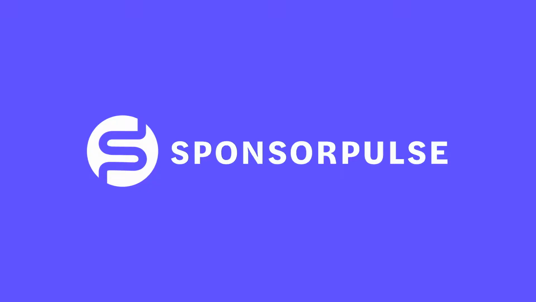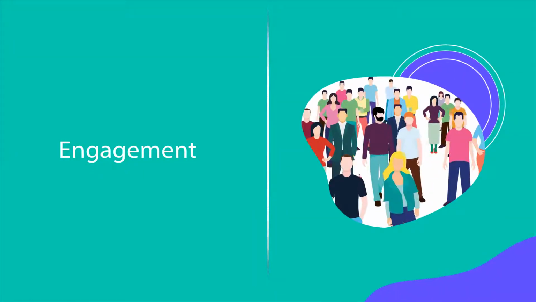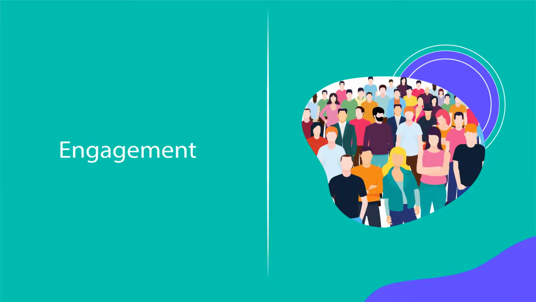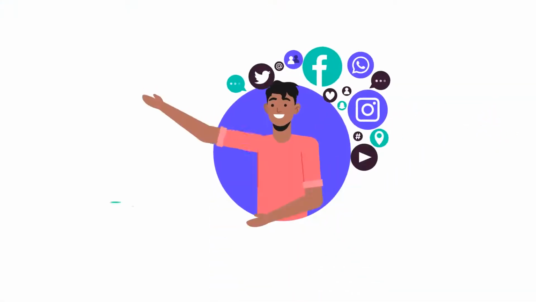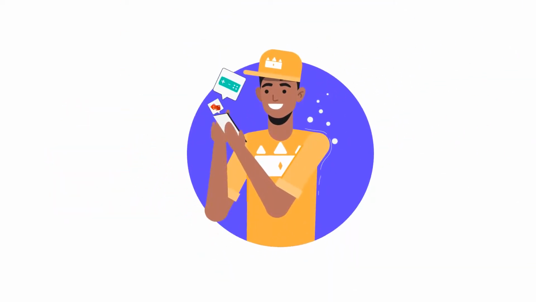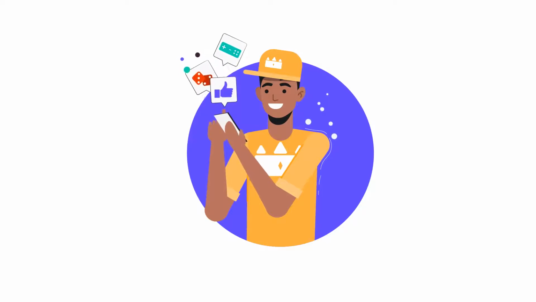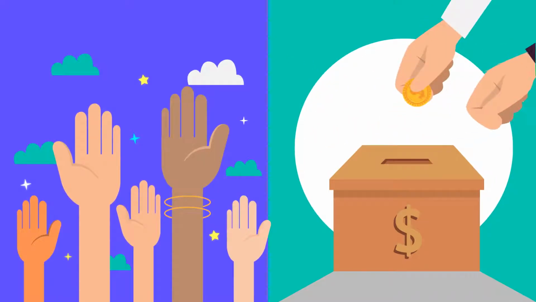Let's get started. We start with engagement, to quantify the number of people who have interacted with a property over the past year. This could be watching it on TV, online, following it socially or in the news, buying or wearing merchandise, playing fantasy or betting on it, or recommending it to others. For causes, we also factor in people who have volunteered or donated money.